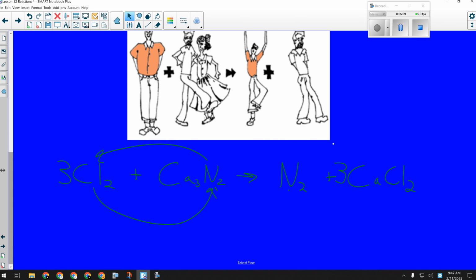All right, so that's the 2 ways a single replacement reaction can go. All you have to remember is the pattern. Element plus ionic compound gives different ionic compound and different element.